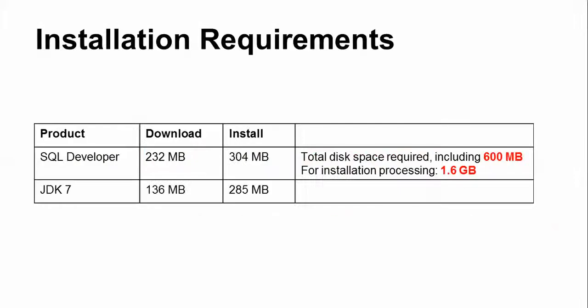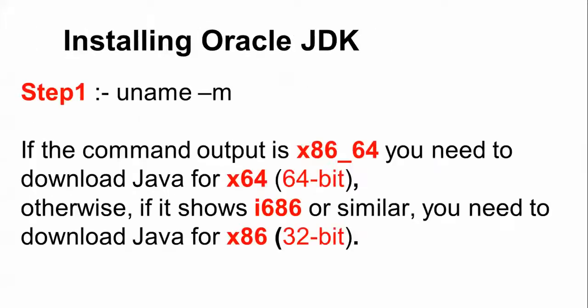So the next step: before installing, you need to meet the requirements. You need to have SQL Developer. The size of the download is 232 MB and the install takes 30 MB. When compared to JDK 7 or 8, it's 136 MB for the download and 248.5 MB for installation. So the total space requirement is 1.6 GB for the installation, plus you need some extra space. So now we need to do the installation.